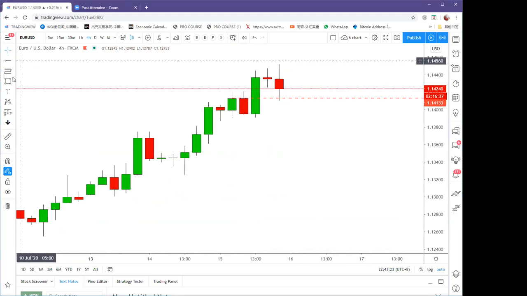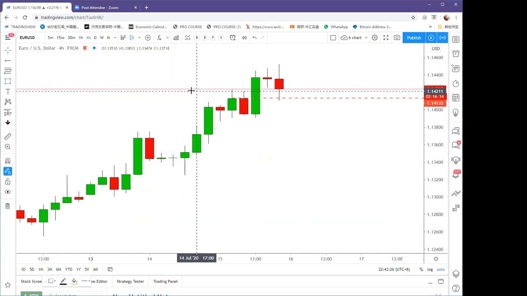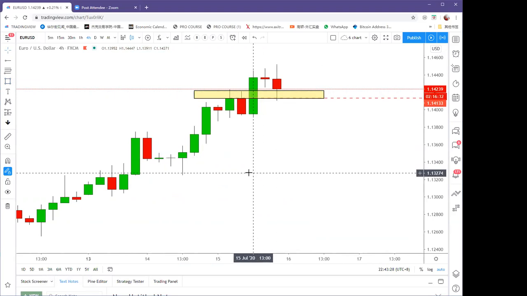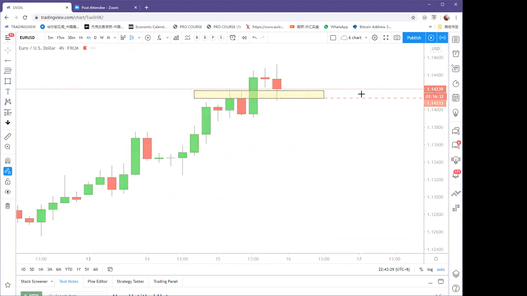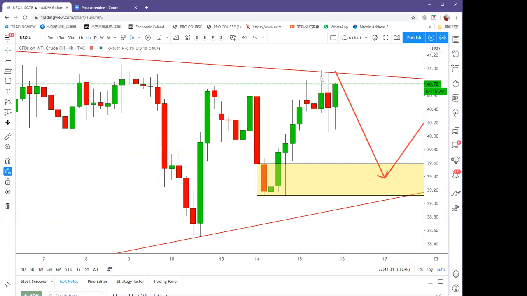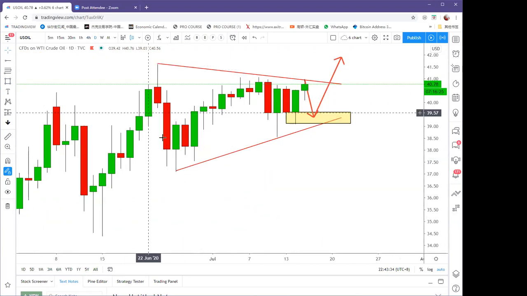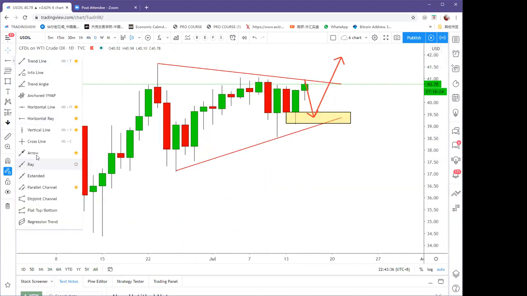This is a good example of a structural breakout and retest. Okay, let's check the oil. The oil is bullish. Daily chart, oil is still inside this triangle or this consolidation area.